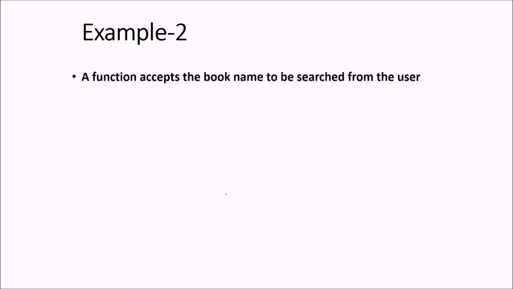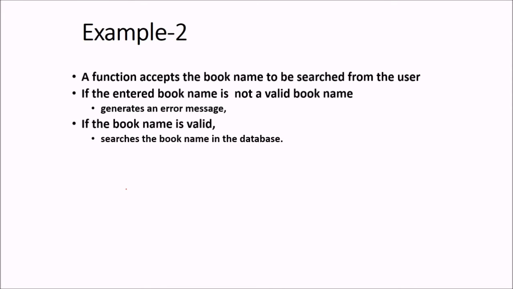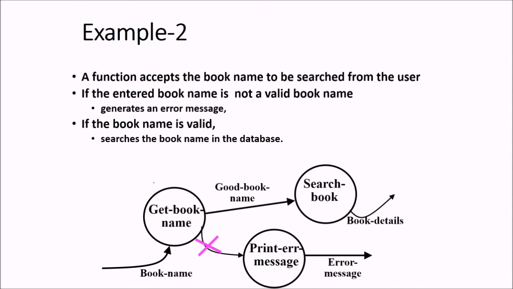Let's take one more example. A function accepts the book name to be searched from the user, and if the entered book name is not valid, we generate an error message. But if the book name is valid, we search for the book name in the database. This is get book name, then we print error message, good book name, search book. This is not required here.